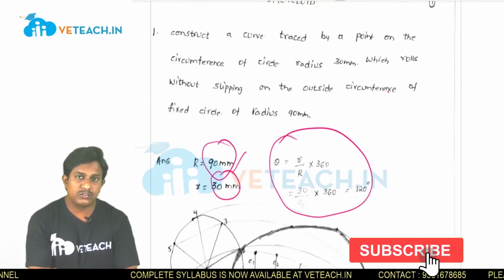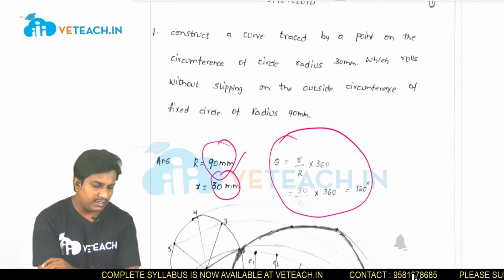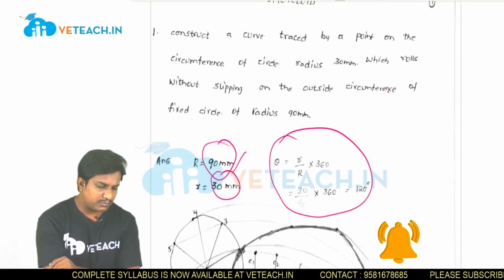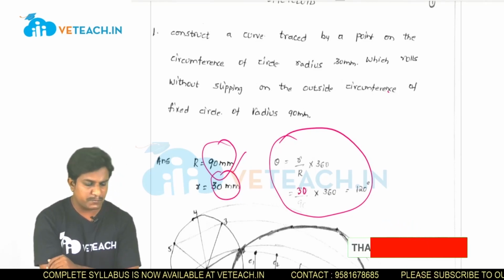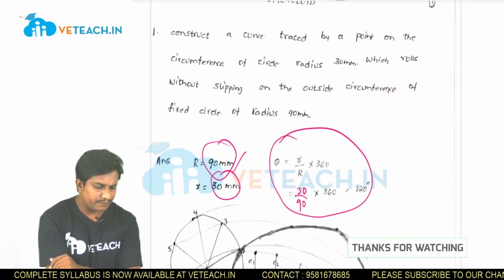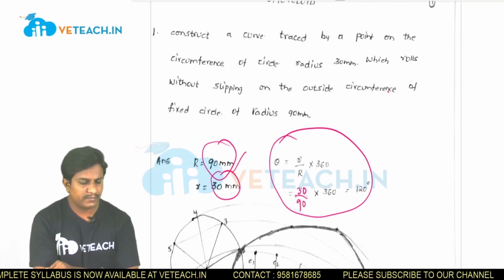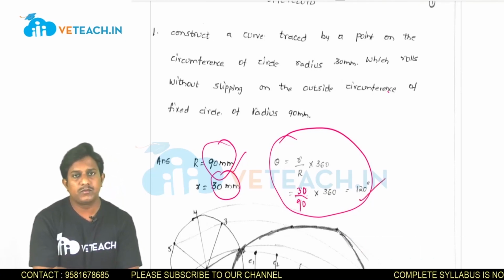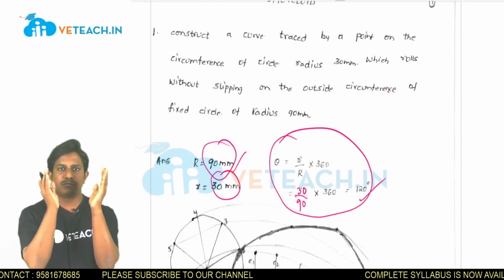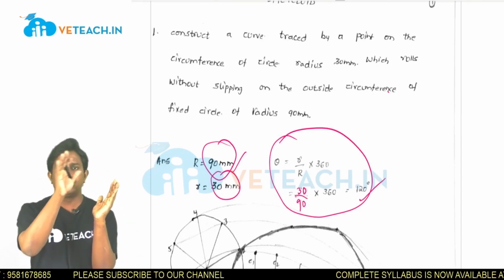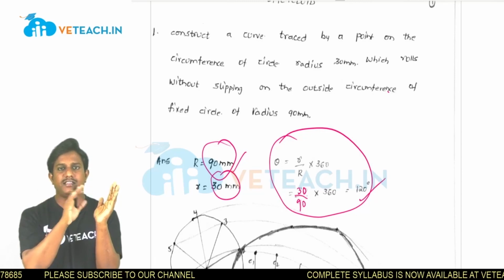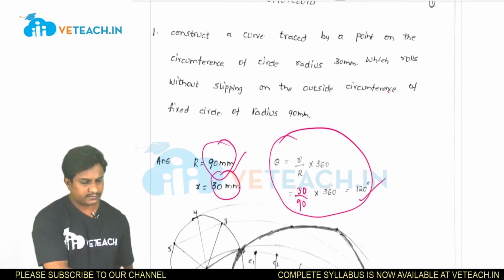Theta is equal to small r by capital R into 360. Small r is given as 30 mm, capital R is 90, into 360. I got 120 degrees. Within this 120 degree angle, I have to draw the curve path, that is the epicycloid.